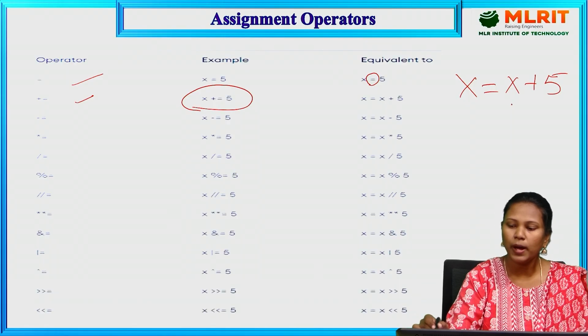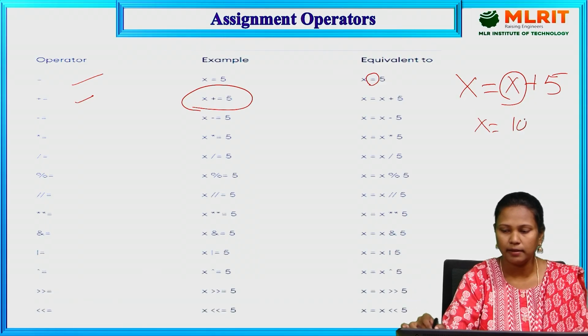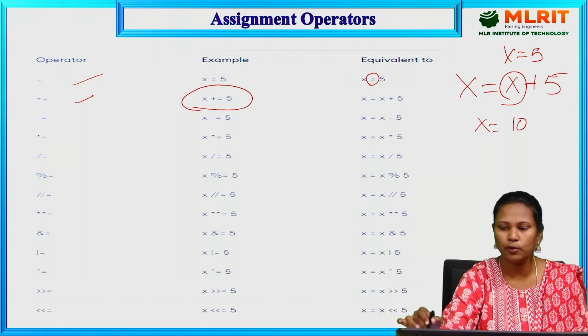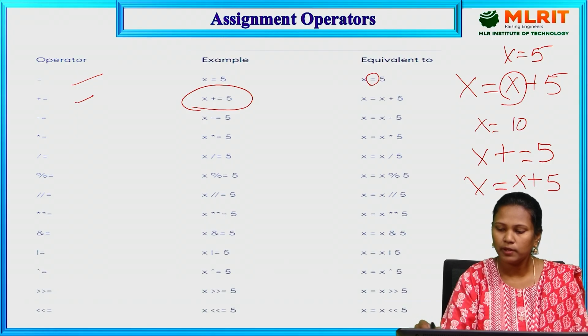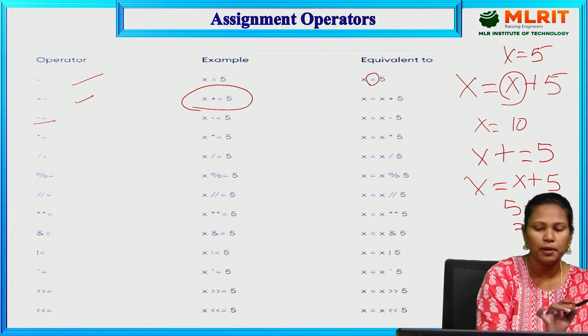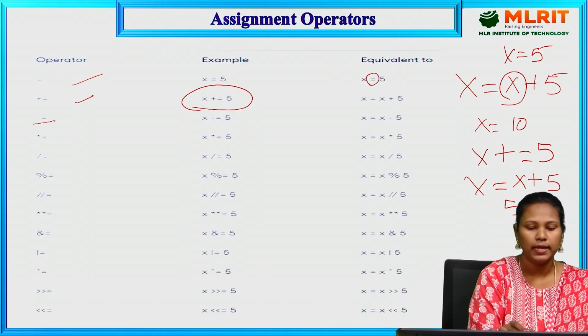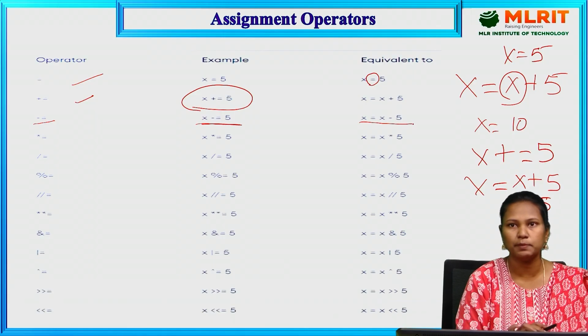So here x plus equal to 5 means x is equal to x plus 5. We need to add the x value, and we'll get 10. The x is 5 only. So x plus equal to 5 means x is equal to x plus 5, 5 plus 5 means 10. The next assignment operator is minus equal to. X minus equal to 5 means x is equal to x minus 5.